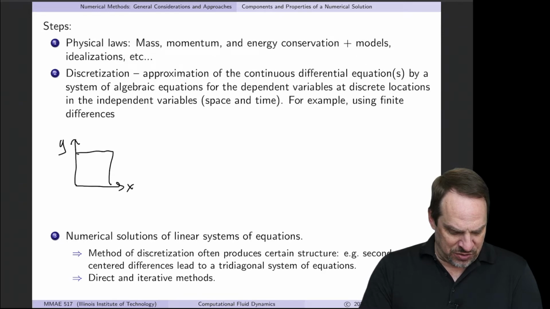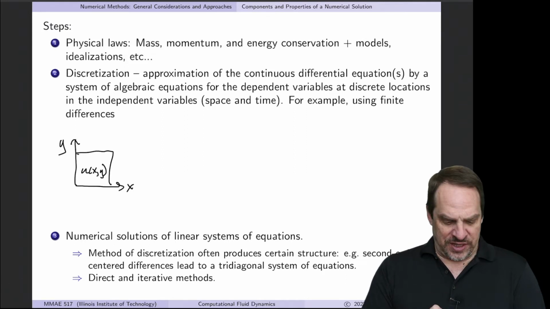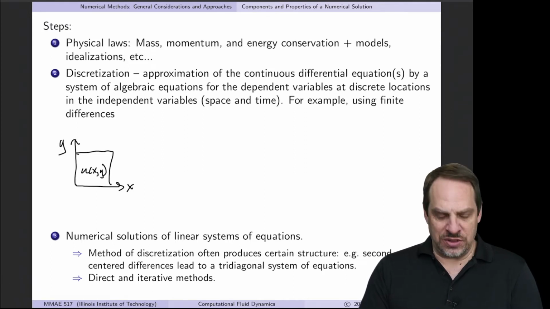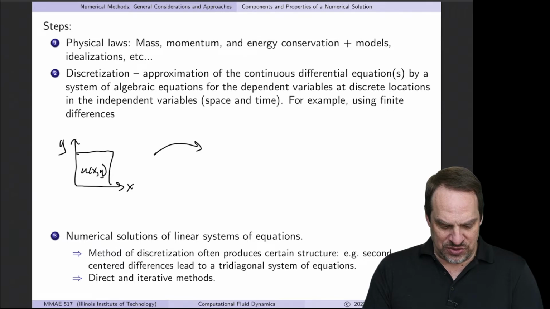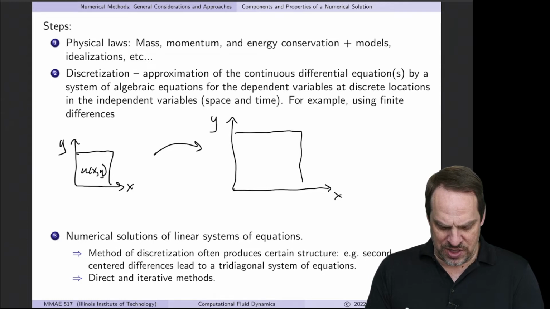And we have a rectangular domain where we're going to solve for u of x, y. That's the dependent variable u in terms of the independent variables x and y. That's the continuous problem. What we're going to do is discretize this. So we'll have the same x, y domain, rectangular say.